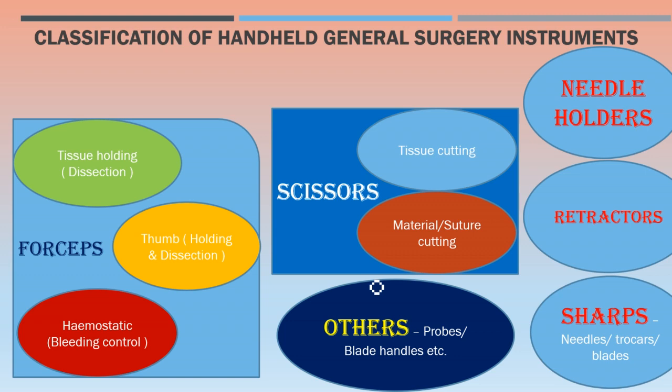You must have gone through this slide, the classification of handheld general surgery instruments, for ease of discussion. The forceps I have already discussed in part 1. In the second part, I discussed a few of the common quick identification instruments. And in the third part, we are going to discuss the scissors along with the needle holders, right?